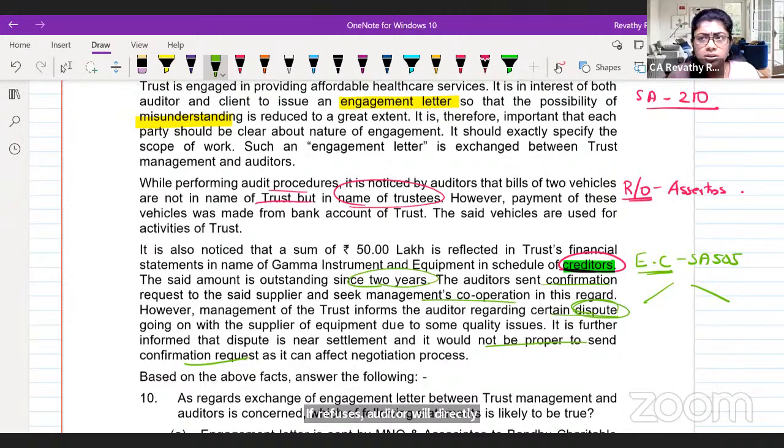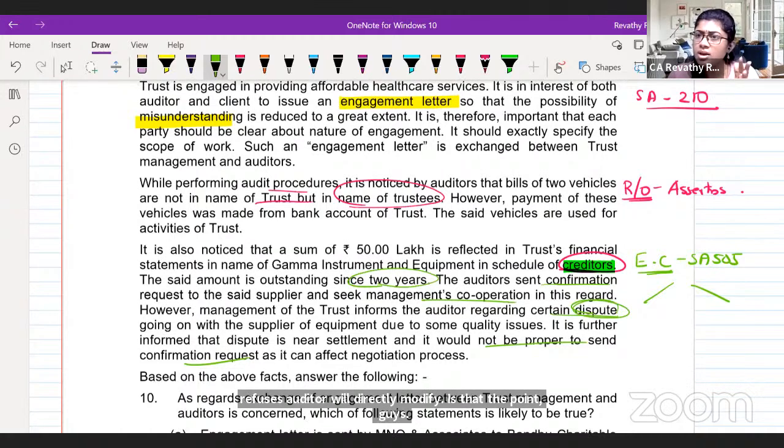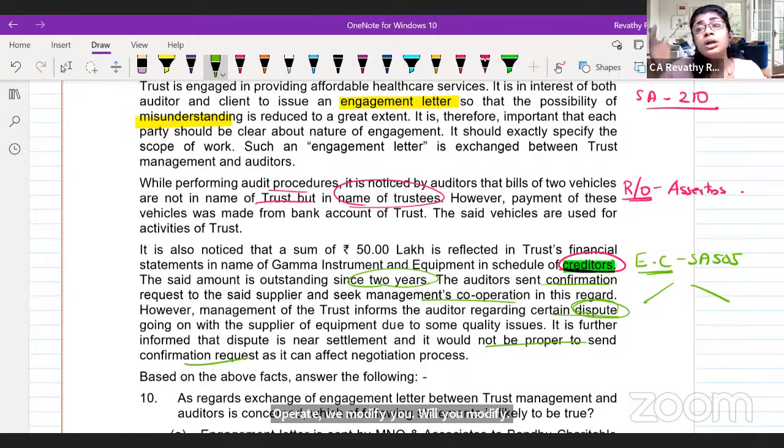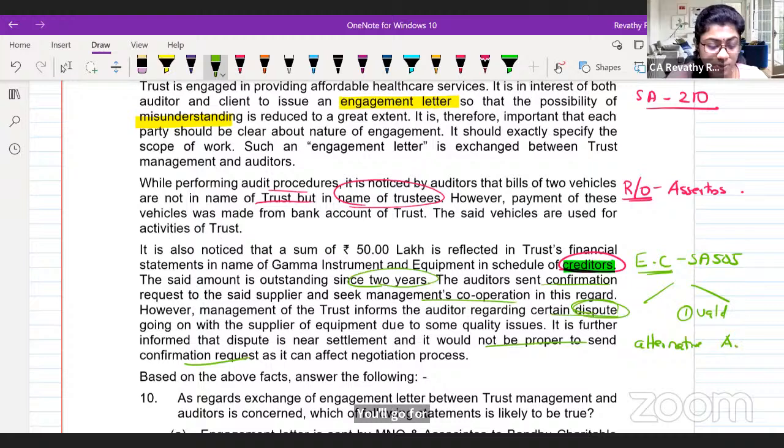Is that the point, guys? Will you modify right then? No. You will first see whether there is a valid or reasonable cause, like a dispute. Here, is there a valid cause? Yes. Why? There is a dispute. So, what will you do? You will perform something else. Not extra, something else. You'll go for an alternative audit procedure. Settled. Are we clear?